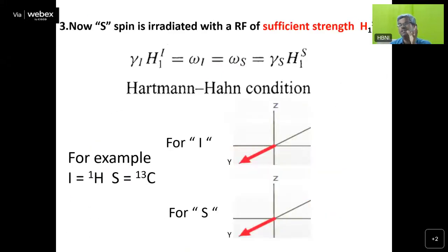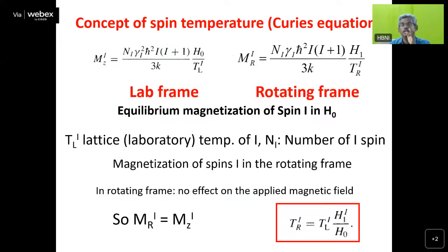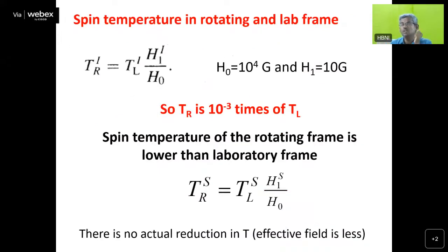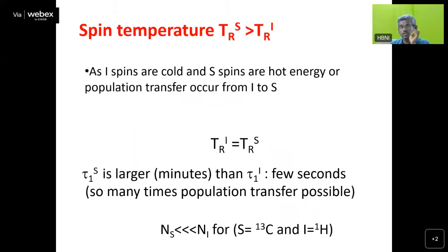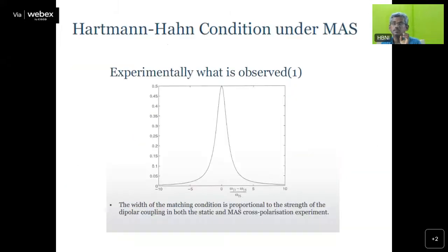So one should have a trade-off. We should not spin at very high speed and we should not spin at very low speed either. If you spin at very high speed, we may get more resolution, but cross polarization will not take place. If you spin at a very low speed, cross polarization will take place, but you will not get resolution. So you should have a trade-off between the magic angle spinning frequency and the dipole-dipole interaction, the cross polarization. That is what I want to convey here. That is why cross polarization takes place only in a narrow frequency range.